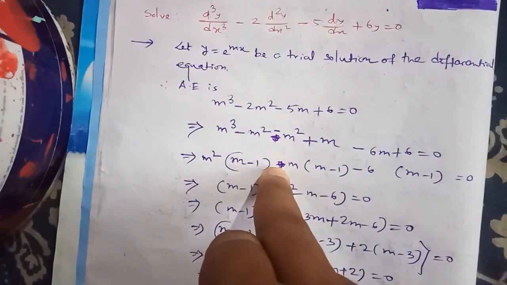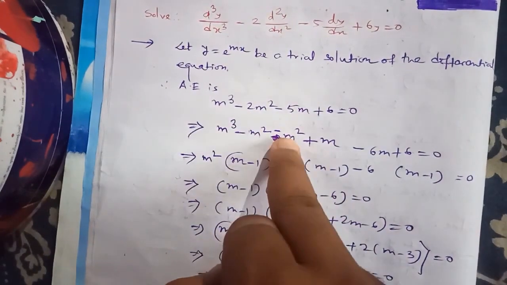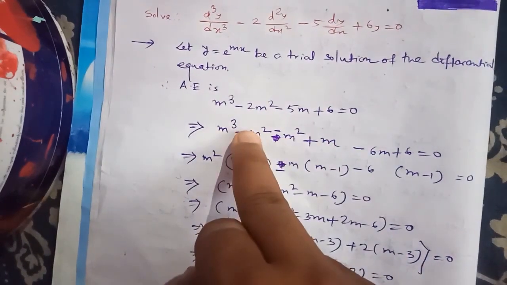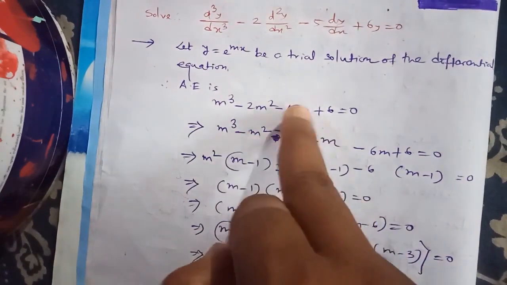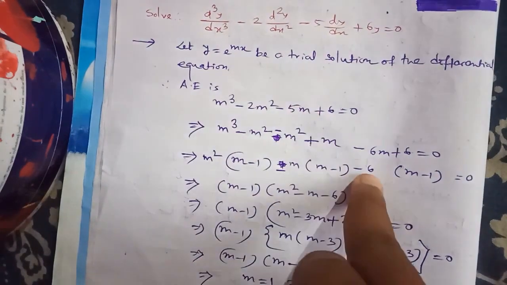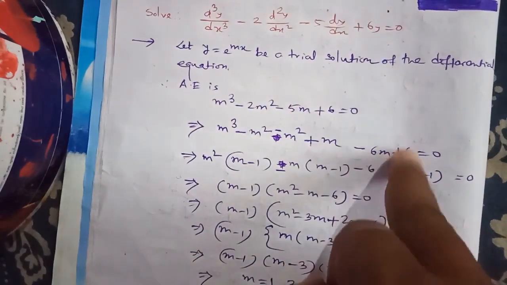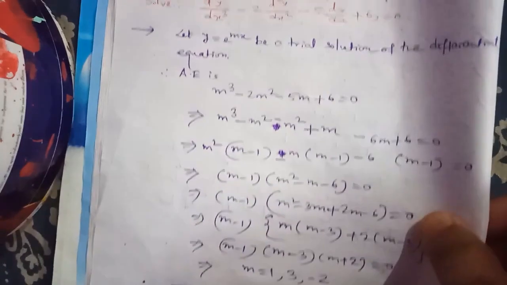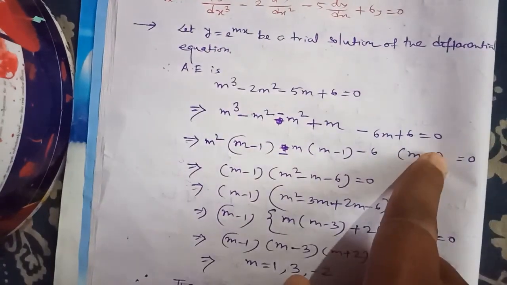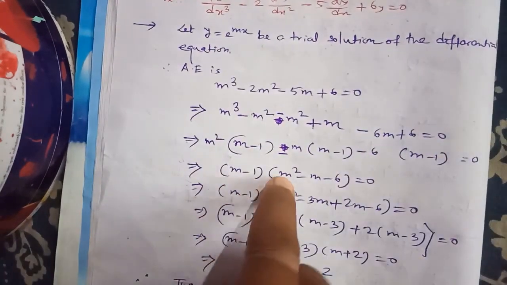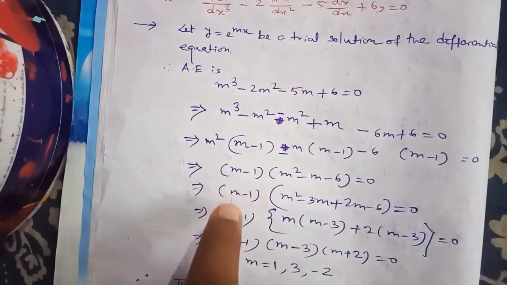Here we have −2m². So again we have to multiply by −m. This gives −m² + m, so it became −2m² plus m. Here we have −5m, so we have to multiply by −6, giving −6m + 6. Okay, it's done. So m − 1 will be common. After taking m − 1 common, m² − m − 6 = 0.